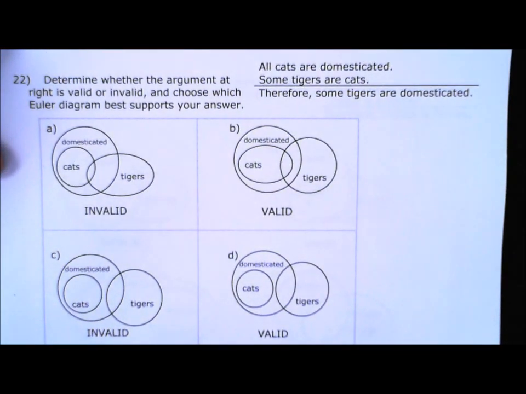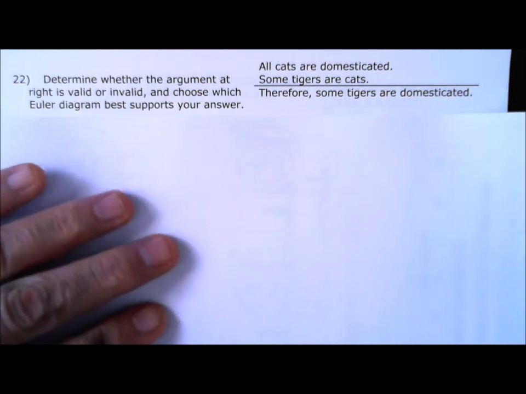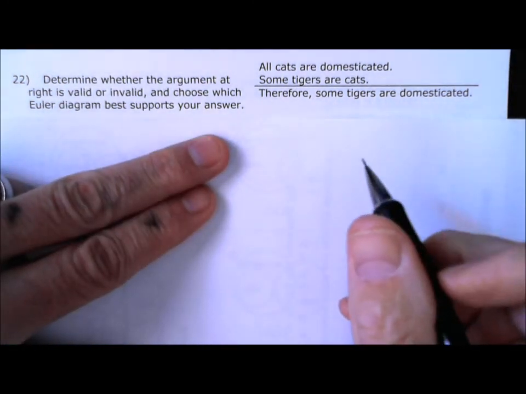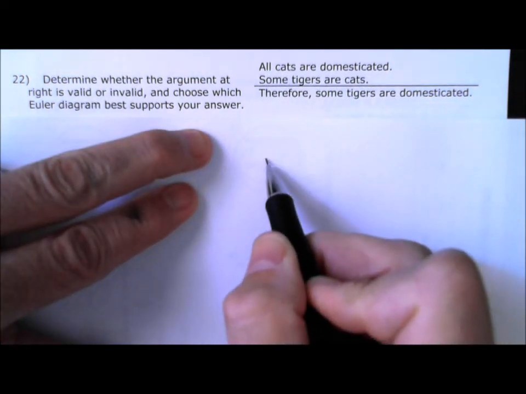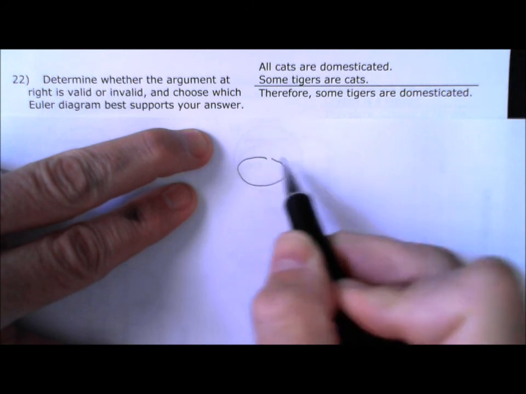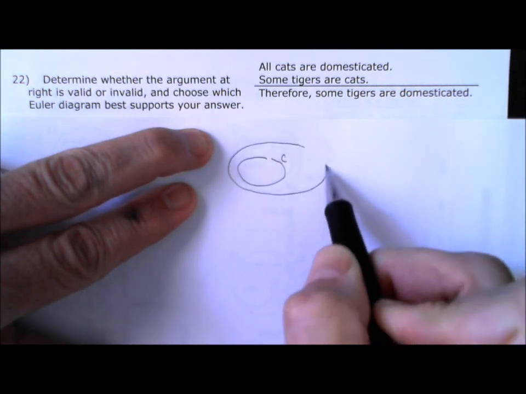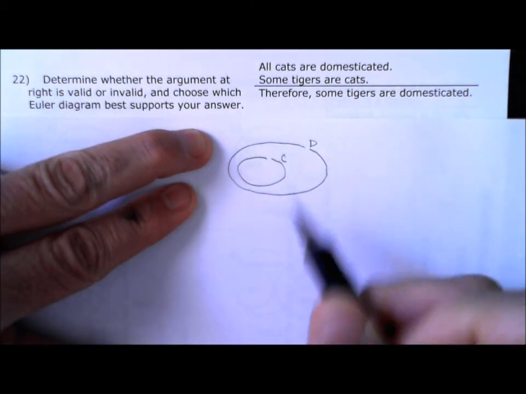Again, we have a quantified argument to begin with, and we want to determine if this argument is valid or invalid and to give some sort of diagram that supports our conclusion. So it says all cats are domesticated, and we know to draw that we would put the set of cats completely inside the set of domesticated things. And some tigers are cats.